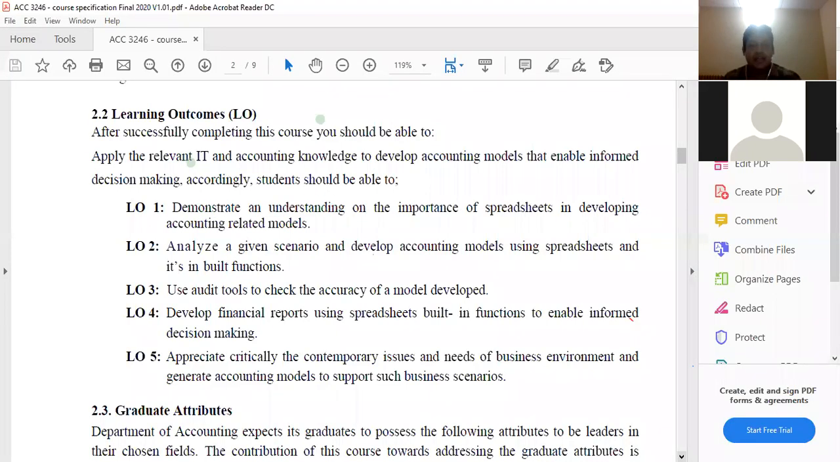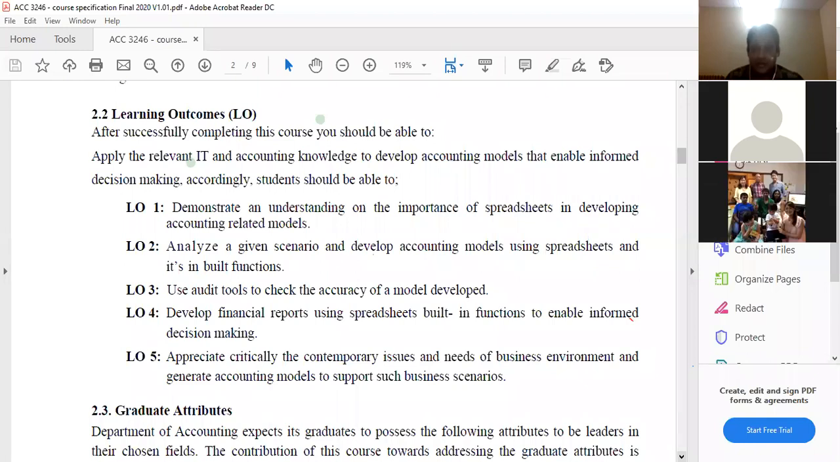So in order to do that, you must clearly identify what are the inputs of a particular business scenario and what must be the output. Therefore, we want you to demonstrate an understanding of the importance of a spreadsheet in developing accounting-related models. So that is it. Prashant sir, can I add one point to your discussion, please?